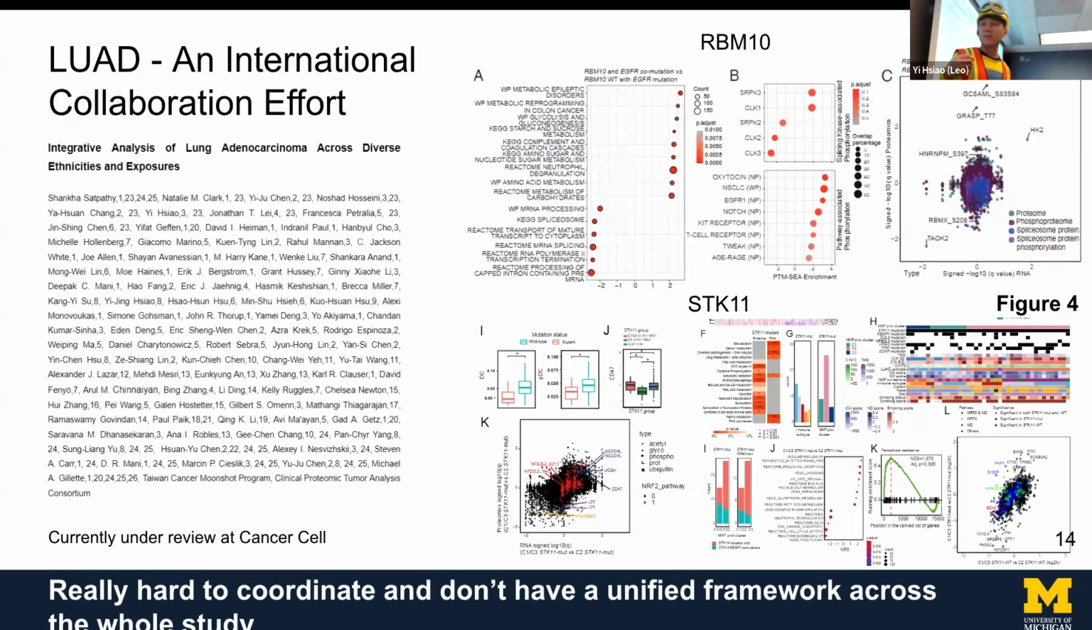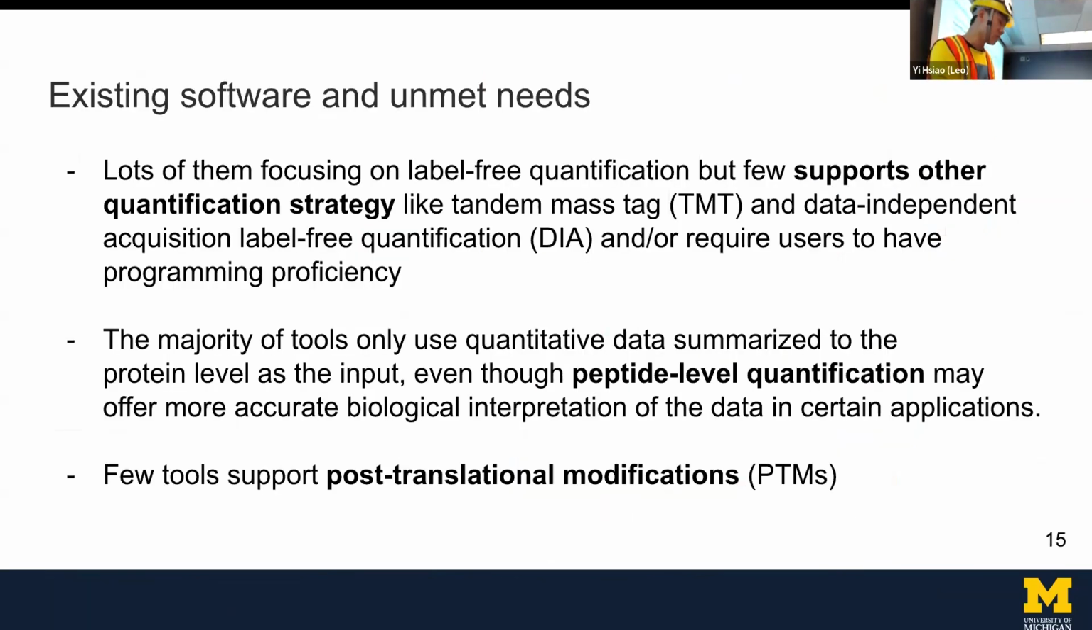It's just really hard to reproduce all of the stuff. So we investigated how many different software tools are out there and what the existing software is. For publication, and also generally in academia, we want to find some unmet needs that we can improve. We realized lots of people still use old techniques like label-free quantification, and other software only supports this, and we want to support others like TMT and DIA, as I mentioned earlier.